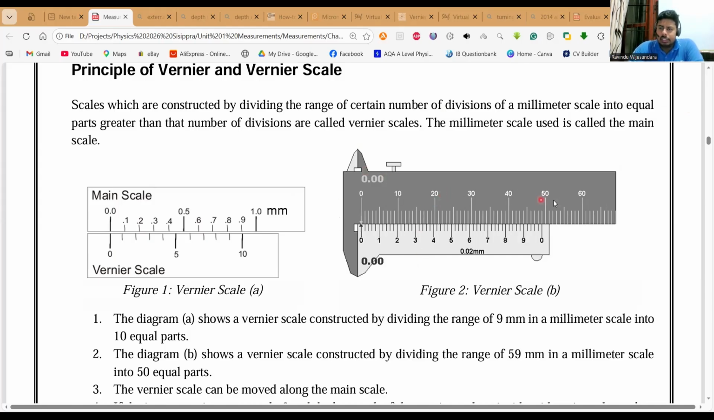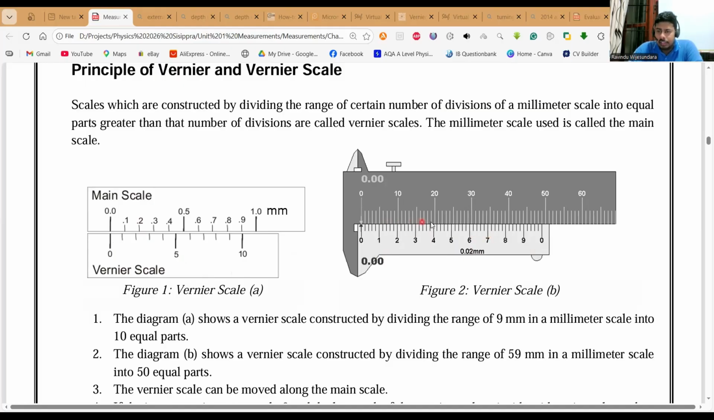You can see another vernier scale here. Also, you can see the top part, the gray color part, is the millimeter scale. That is what we call the main scale. Here you can see there are 50 and 60 millimeters. And in the bottom, the light color part is the vernier scale. That vernier scale is a bit different from the previous one.